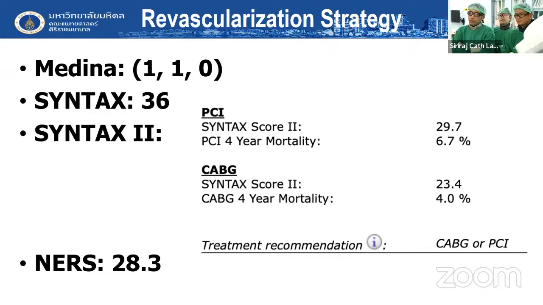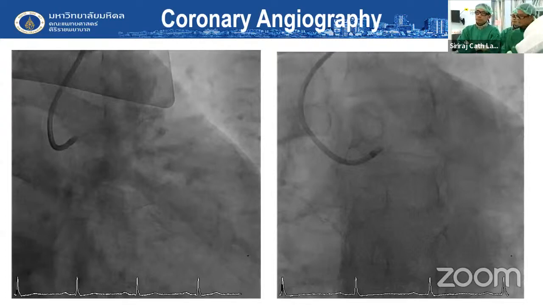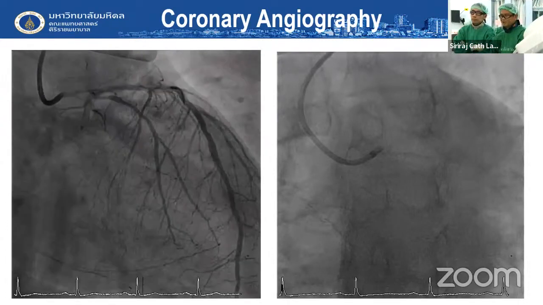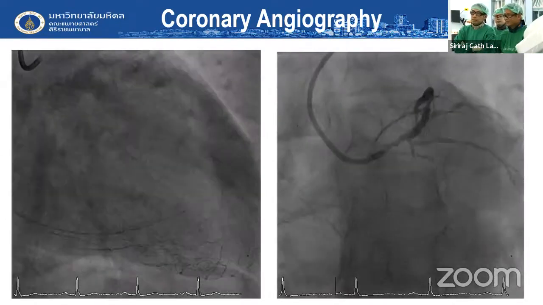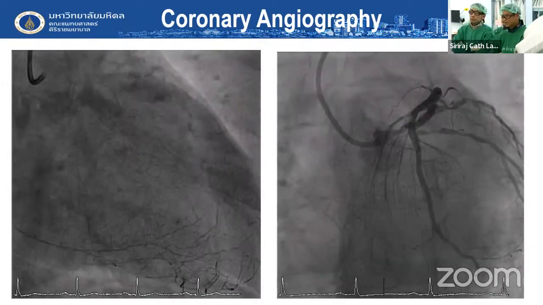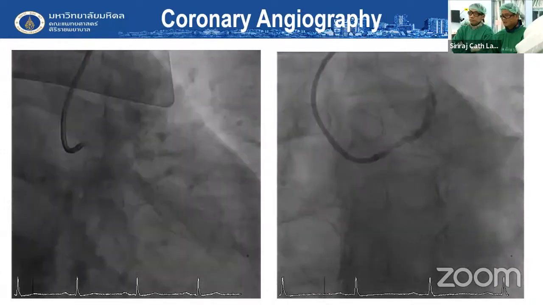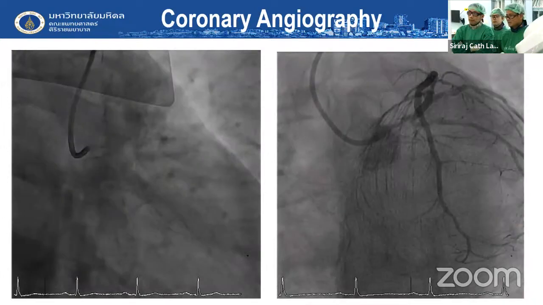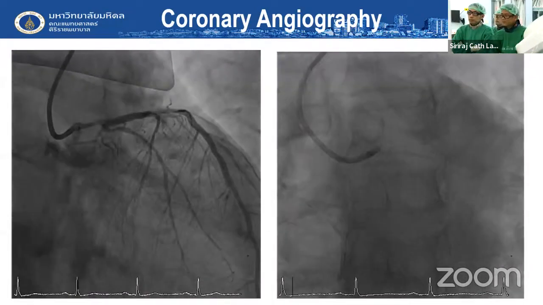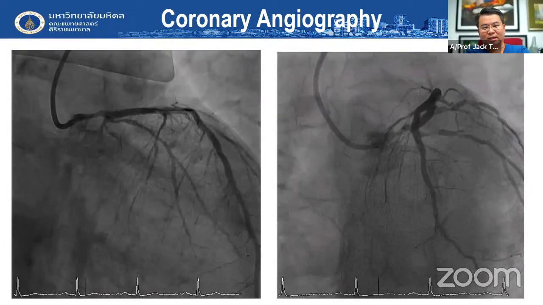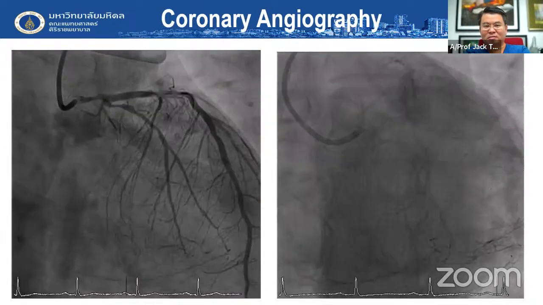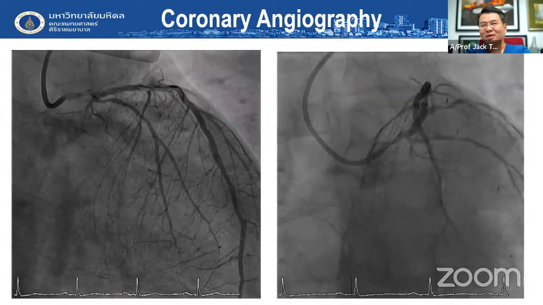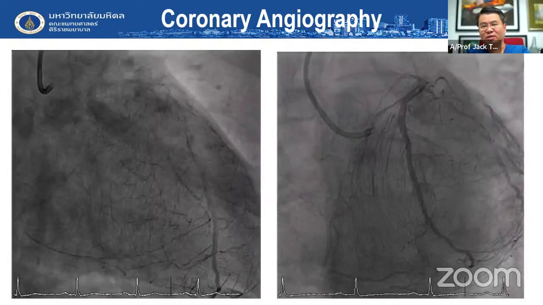The left main bifurcation is Medina 111, and we have a SYNTAX score of 36. After calculating the SYNTAX 2 score, the recommendation is we can do CABG or PCI. This is about 28.3. So we would like your opinion to guide us: what should we do? This is quite challenging when we see the EF of 20%, but when we follow up the echocardiograms, it is improving. So we thought this could be a good case for discussion. We discussed CABG with the patient, but he prefers PCI. Maybe Professor Park, is this a great case for a bifurcation provisional stepwise approach, or would this be an upfront two-stent approach in your mind?